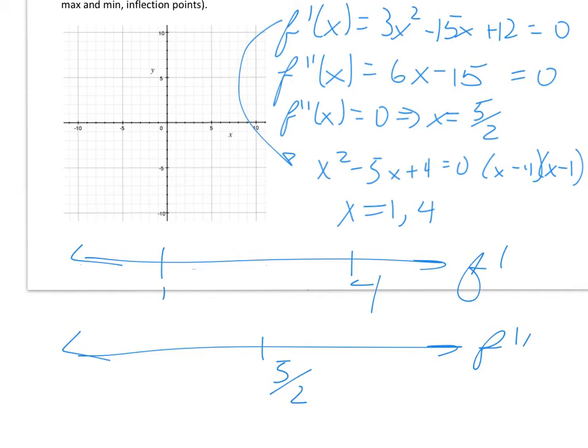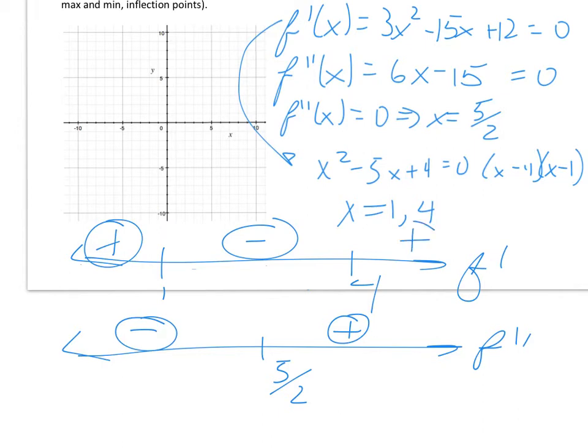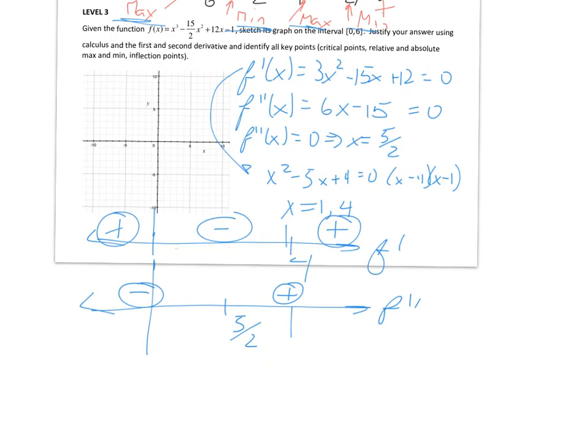F double prime of 0 is negative 15, so we're negative over there. F double prime of 3 is positive 3, so we're positive over there. F prime of 0 is positive 12. F prime of 2 is 12 plus 12 minus 30, so that's negative 6. And f prime of 5 is positive 75 minus 75 plus 12, that's a positive number there as well. Okay, time to sketch the graph.